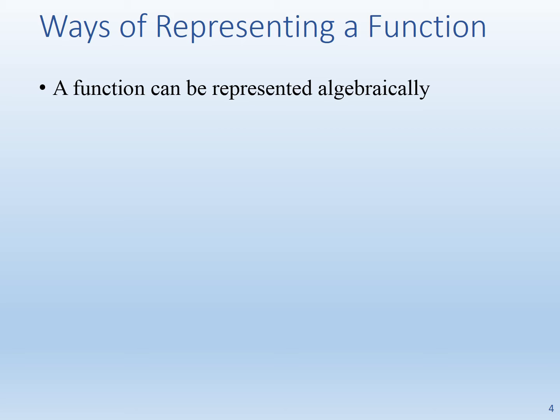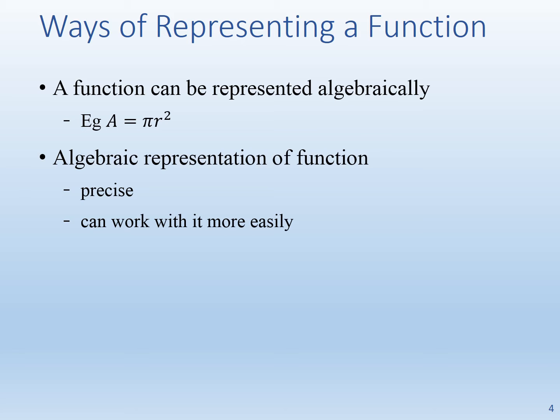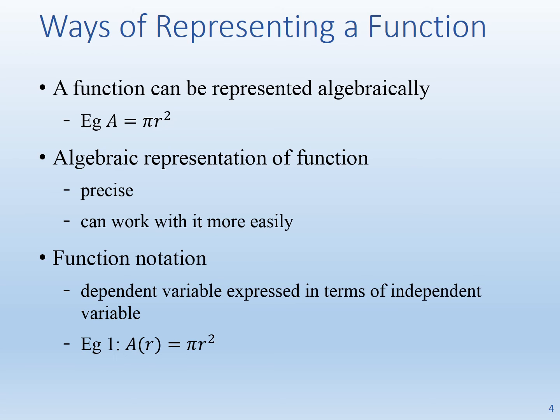A function can be represented algebraically with an equation. For example, A equals pi r squared is the area of a circle. Algebraic representations are often used and favoured because they are precise and we can work with them more easily than we can with tables or graphs.